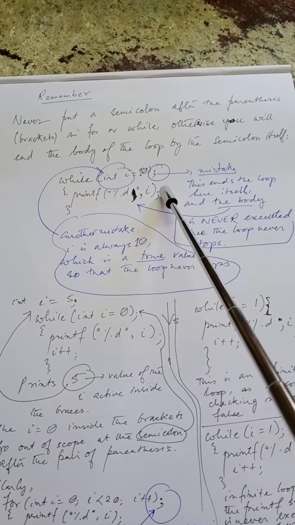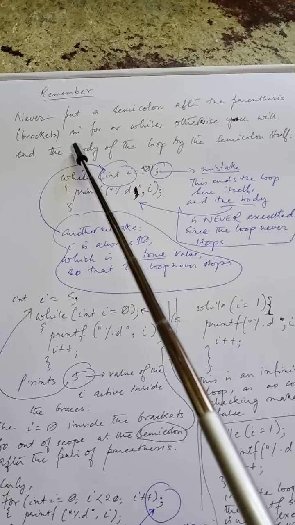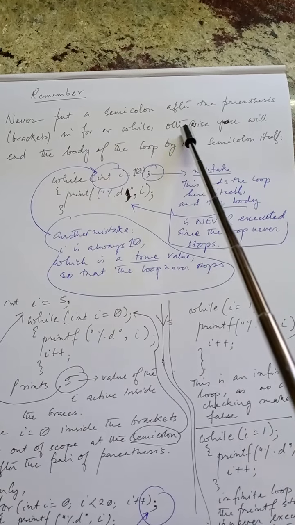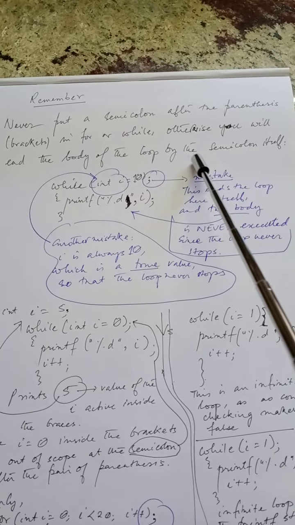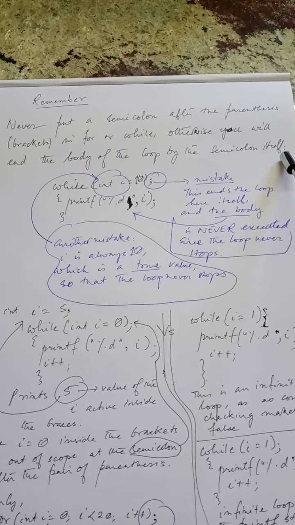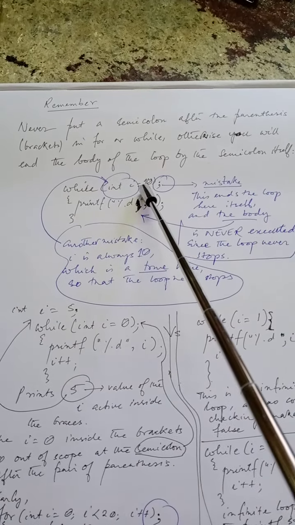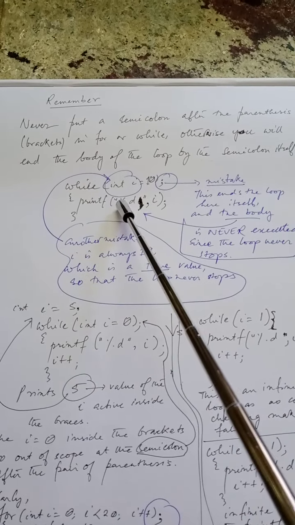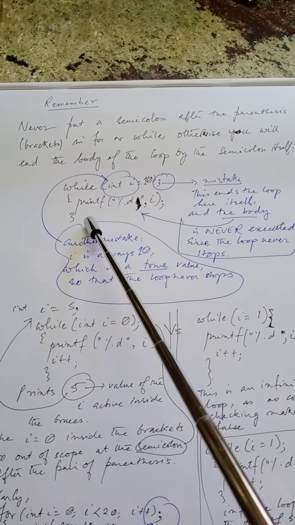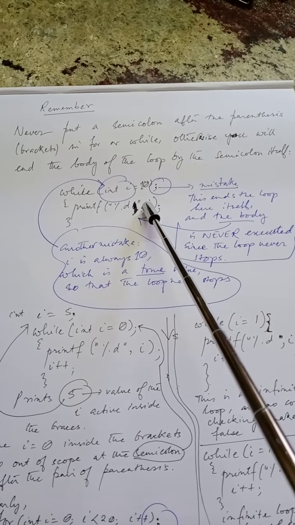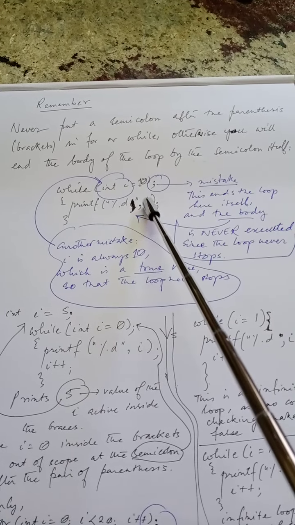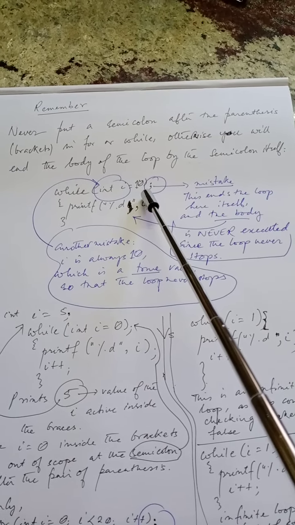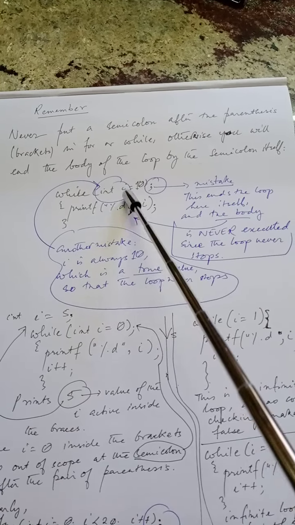Now, as I was saying, remember something. You should never put a semicolon after the parenthesis, that is brackets, in the for or while loop. Otherwise, you will end the body of the loop by the semicolon itself. So if you put while (int i = 10); printf("%d", i), in this case, we would normally expect it to print 10 because int i equals 10 is there, right? And this should go on forever.